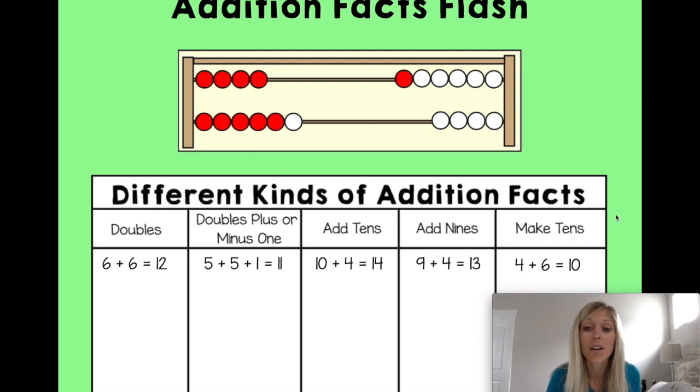Then you see make tens. 4 plus 6 equals 10. And you know that because you know 10 facts. You know which two numbers make 10. All right, let's move on. Great job. We're going to get to use these addition facts.